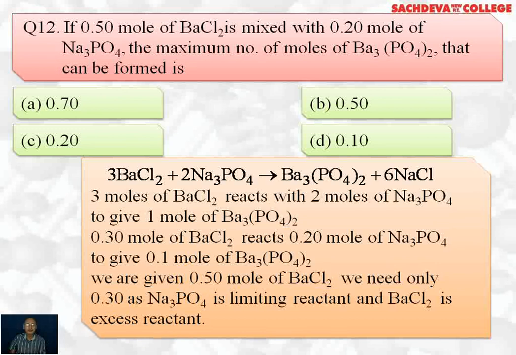So 0.3 moles of barium chloride reacts with 0.2 mole of sodium phosphate to give 0.1 mole of barium phosphate, which is the answer. We were given 0.5 mole of barium chloride, but we need only 0.3 moles, as sodium phosphate is the limiting reactant and barium chloride is the excess reagent. So the correct answer is D part, that 0.1 mole of barium phosphate will be formed.